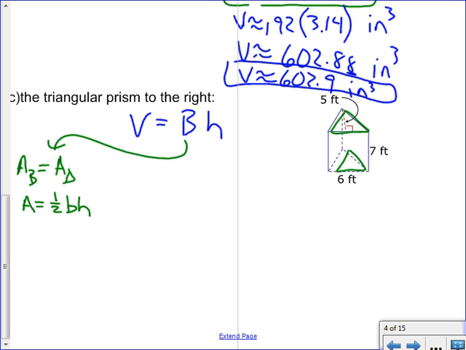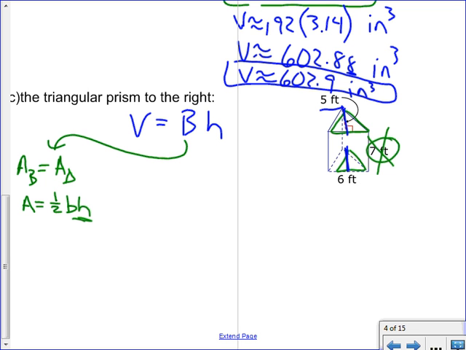Now let me take a second to point this out. This h right here, this height, is not referring to the height of the figure. It is not talking about the 7 feet there. It is talking about the height of the triangle. That's this bit right here, the height of the triangle. It's drawn in right here and labeled 5 feet. Okay? So don't make that mistake.